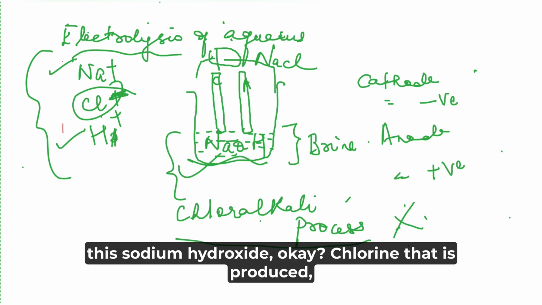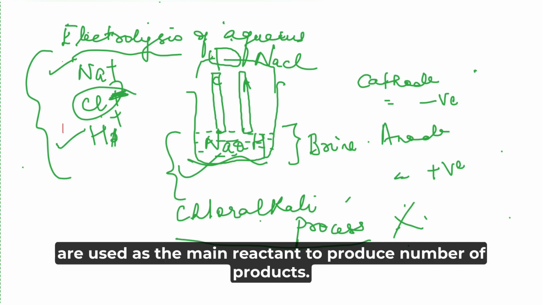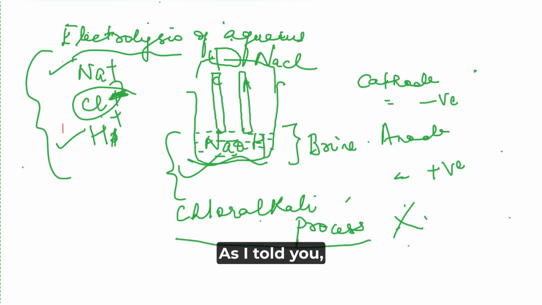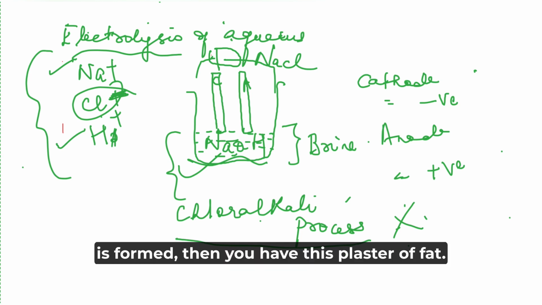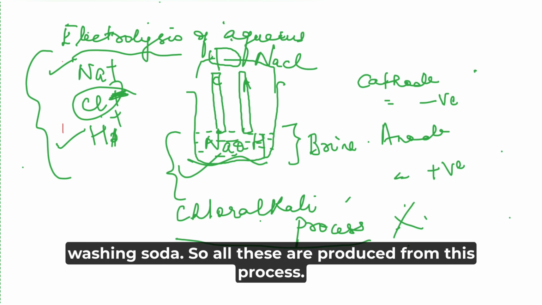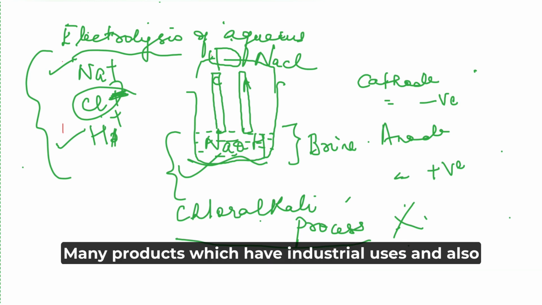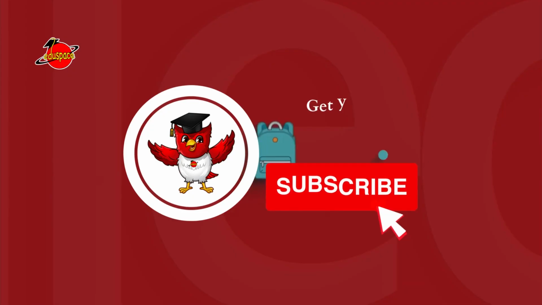Now this sodium hydroxide, chlorine and hydrogen that are produced all have a number of industrial uses, and they are also used as the main reactants to produce a number of products. As I told you, sodium bicarbonate, from which baking powder is formed. Then plaster of Paris is produced, which is very important. Then sodium carbonate, which is washing soda. So all these are produced from this process. Many products which have industrial uses and also common uses are produced.